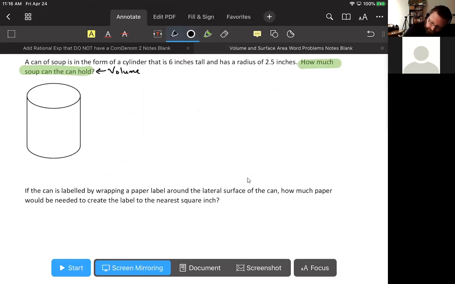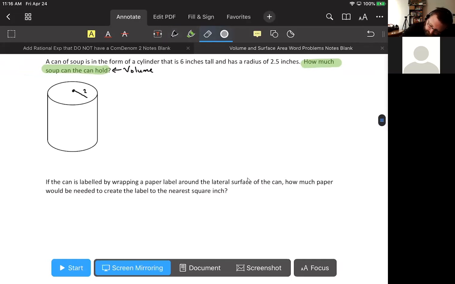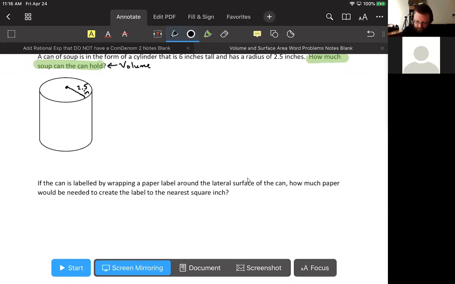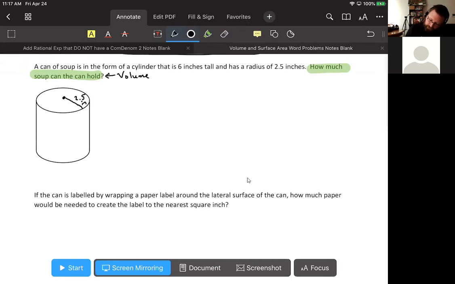So we have a radius of 2.5 inches. So let's label our picture here. Let's put 2.5 inches for our radius. That 5 is terrible, and I feel like I need to fix it. A little bit better. Okay, and we have a 6-inch height for that cylinder. So volume of a cylinder is pi times the radius squared times the height.